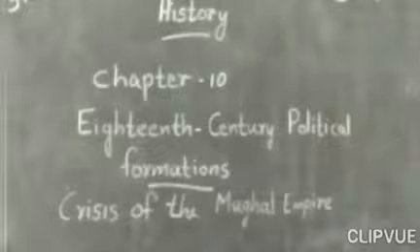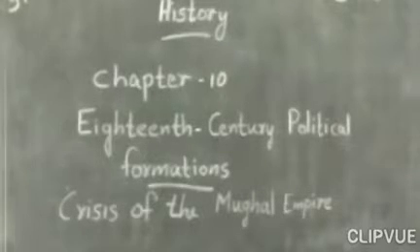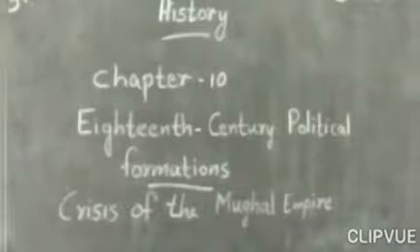That's the main point. Then, which are the groups that emerged during this period? So many small kingdoms arose. One such new state is Hyderabad. Hyderabad came into power at this time. They had their own political power.